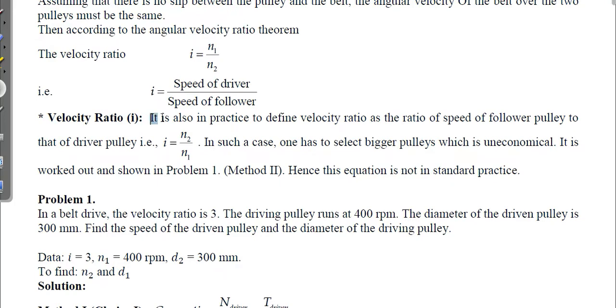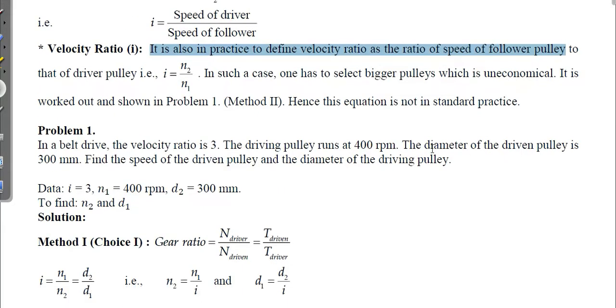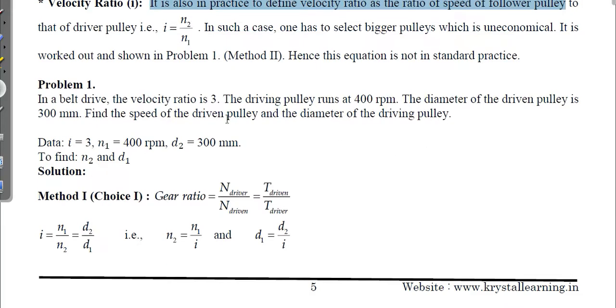It is saying that it is also in practice to define velocity ratio as the ratio of speed of follower upon driver, that is N2 upon N1. But it is saying if you define it like this, then what will happen? You have to select bigger pulleys, which is uneconomical. So this point we will understand through an example.